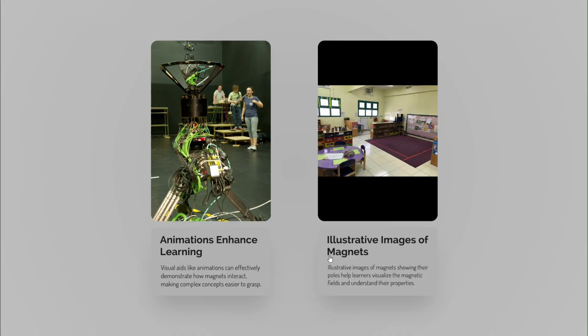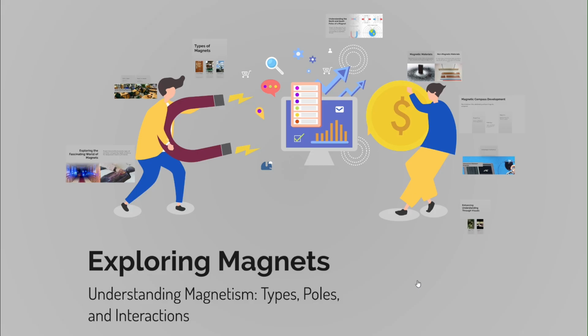So, illustrative images of magnets. I have already shown some images of magnets. Illustrative images of magnets show their poles. Learners can quickly learn how to visualize the magnetic field and understand their properties. I have already shown those figures. Okay. So this is an amazing chapter, and there will be more about this chapter in upcoming sessions.